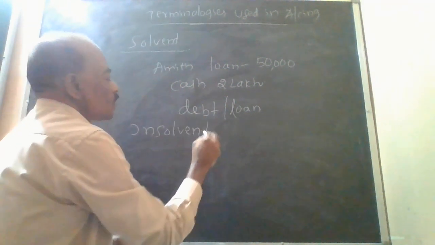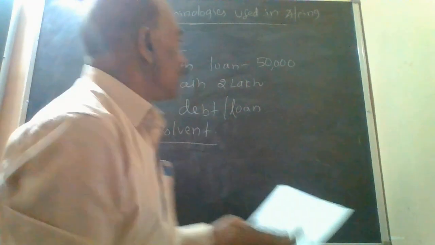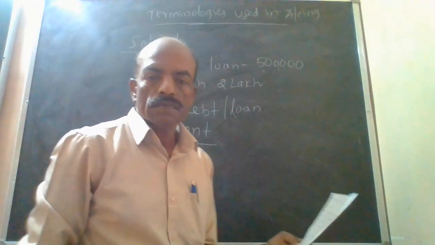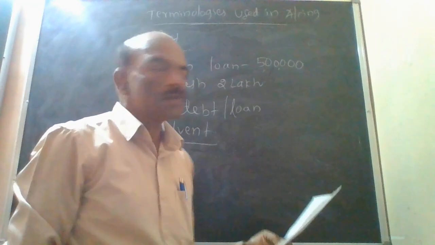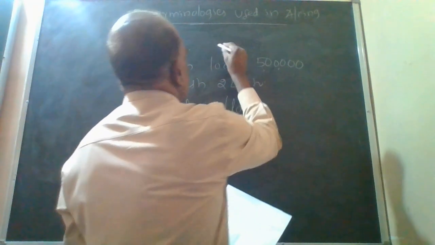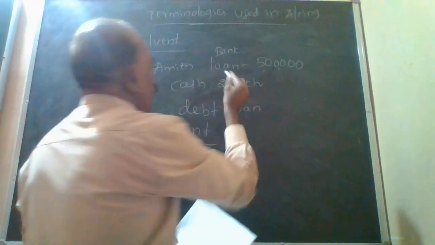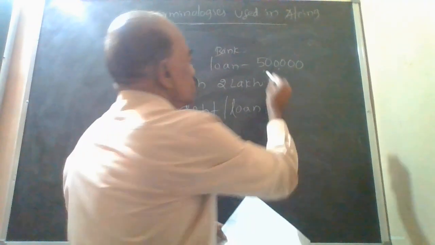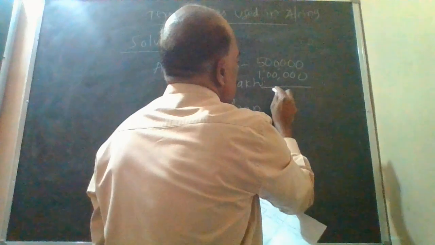Insolvent means who is not able to pay the debt. For example, in this example, Mr. Amit took a loan of 5 lakh rupees from the bank, and he may also purchase the raw material from outsiders. The bank loan is 5 lakh rupees, and he also purchased raw material from outsiders on credit basis, 1 lakh rupees. So the total debt is 6 lakh rupees.